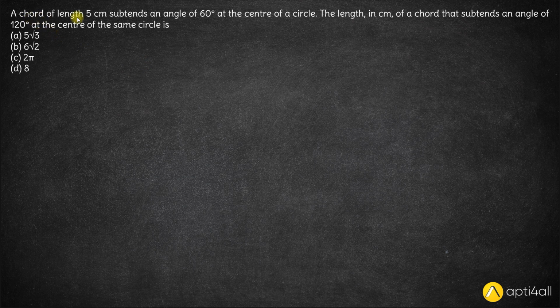Hi, here we have a chord of length 5 cm that subtends an angle of 60 degrees at the center of the circle. The length in centimeters of a chord that subtends an angle of 120 degrees at the same circle is how much? So let's draw a circle.